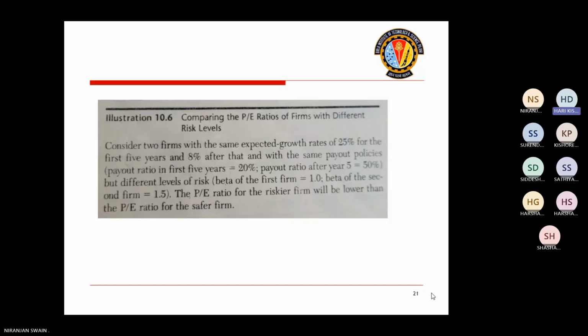So we have to assume the risk-free rate and market risk premium, right? The market risk premium is 5.5. And the risk-free rate is 7%. I am assuming 7%.